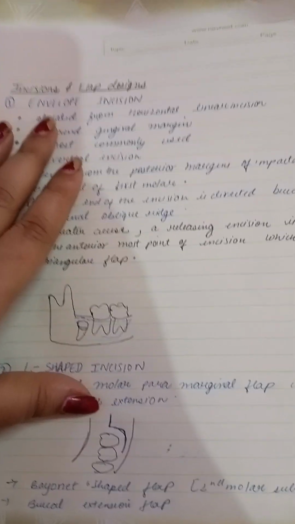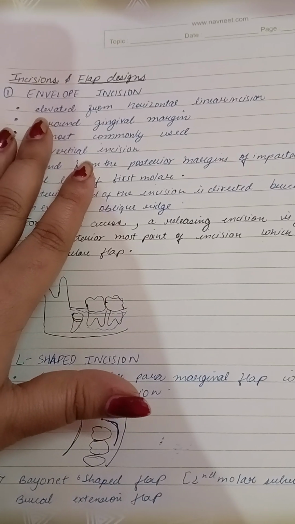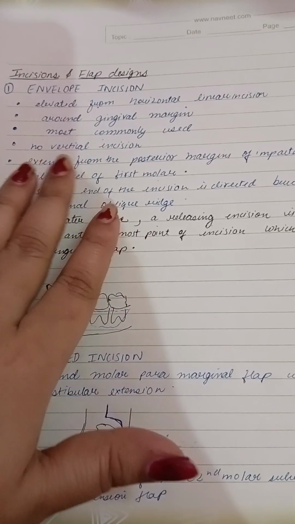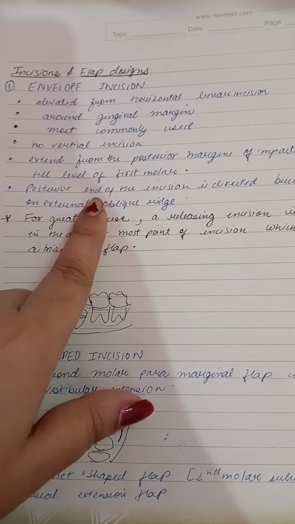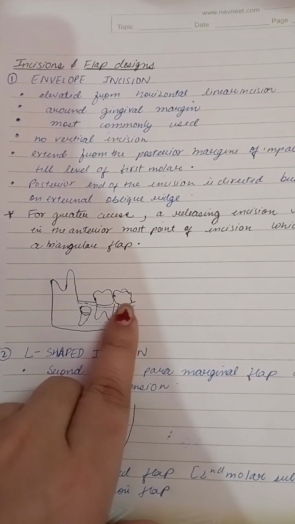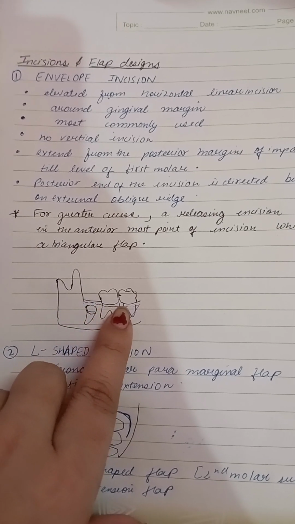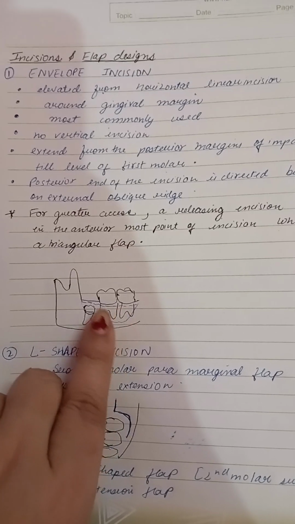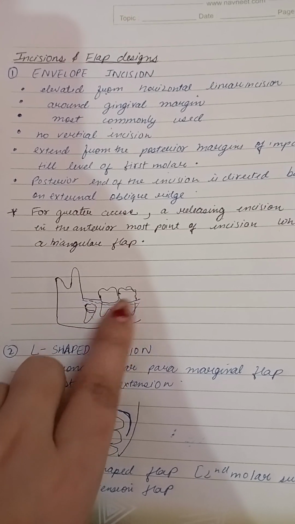Envelope incision, it is an elevated flap from a horizontal linear incision. It is around the gingival margin. It is most commonly used. No vertical incision is given in an envelope incision, only this. This is the envelope incision. See, it is around the gingival margin. No vertical incision is given.